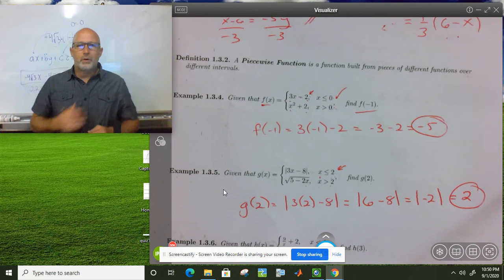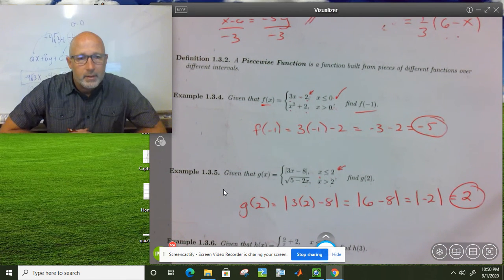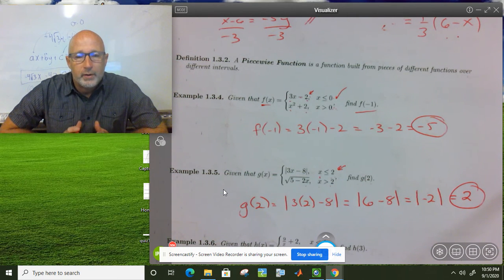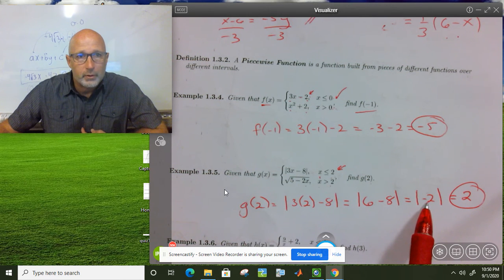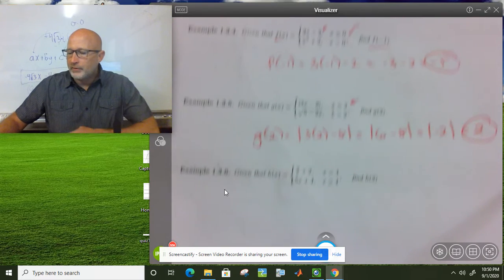Now, just real quick, why does it have to be positive? Absolute value, by definition, is the distance away from 0 on a number line. So how far is negative 2 away from 0 on the number line? It's 2 units.